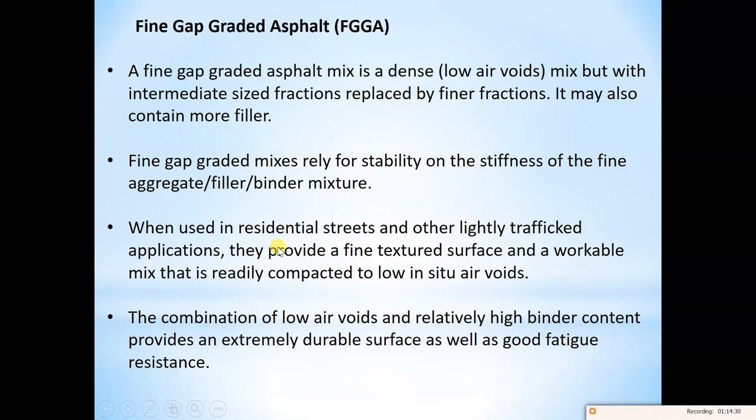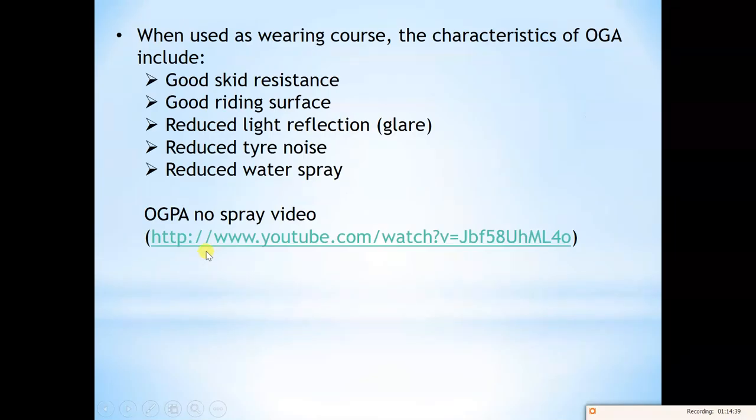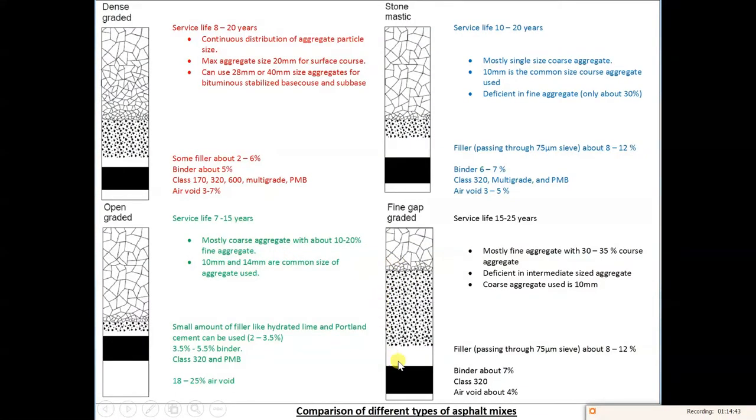The next one we're going to is the fine gap graded asphalt, FGGA. This is fine gap graded asphalt. Going to this diagram to refresh. So it has a small amount of coarse aggregate. Mostly they are fine aggregates. This one should be coarse, spelled C-O-A-R-S-E, it's just a typo. So the coarse aggregate is only about 30 to 35%, whereas the rest is the fine aggregates.